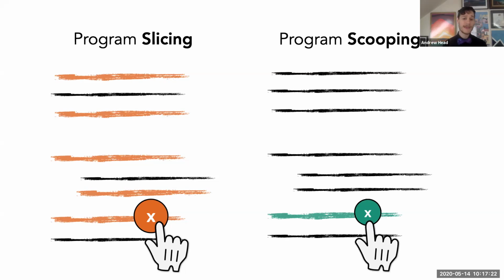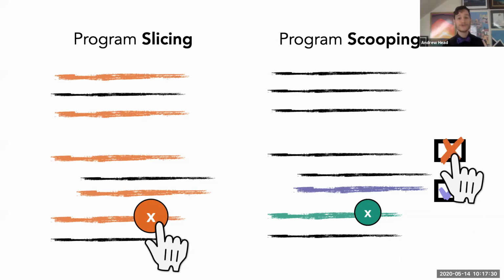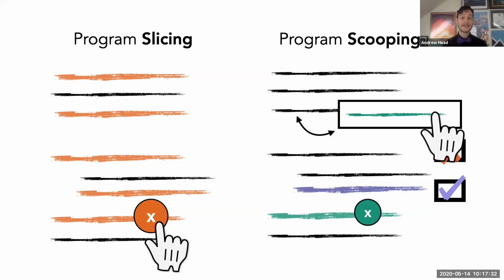With program scooping, an author chooses a line of interest, and then where there are interesting decision points, they can choose which lines to include, which ones not to include, and they can also interact with this support that allows them to simplify some of that code by swapping out variables with, for instance, literal values.